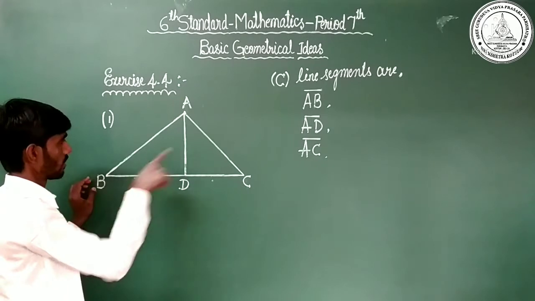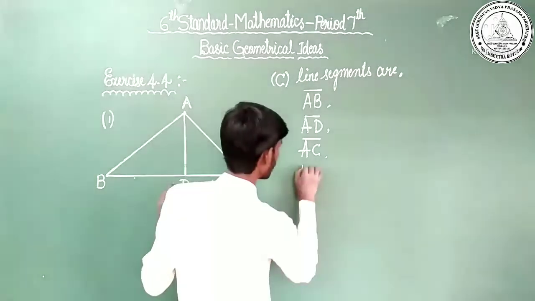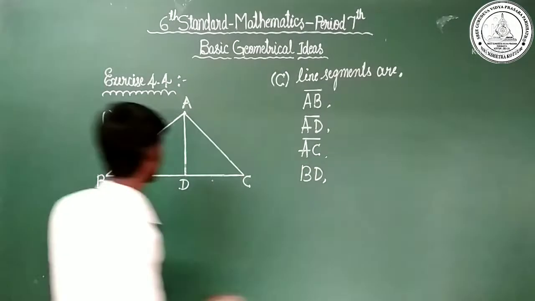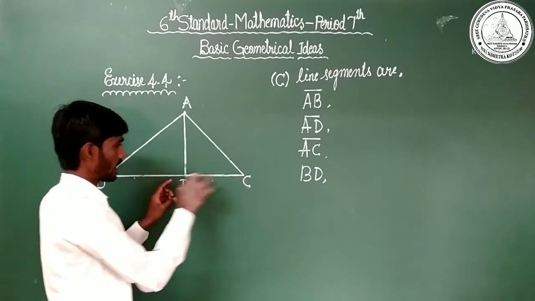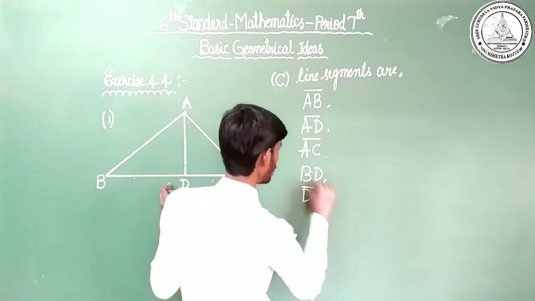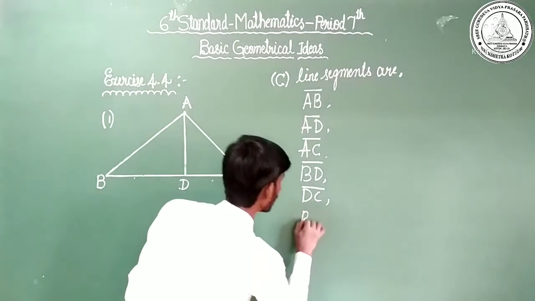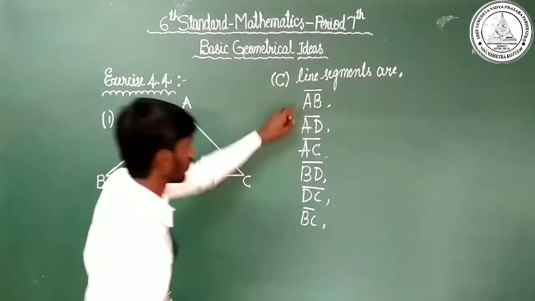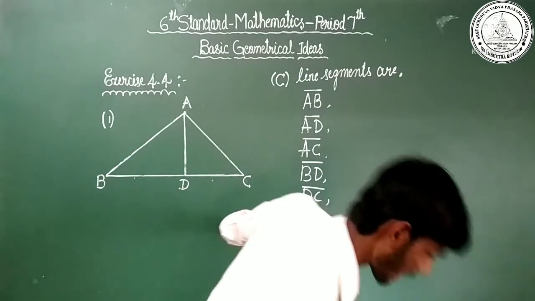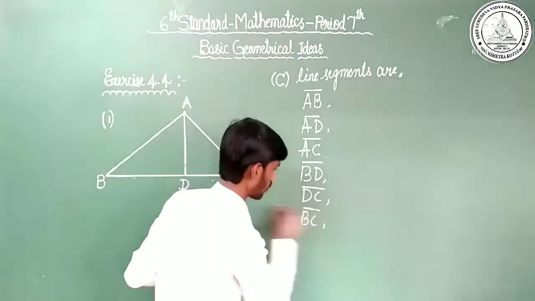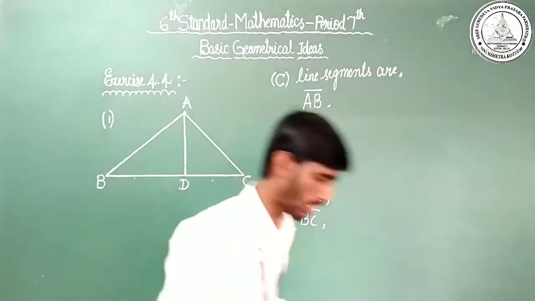Next, BD. Next, DC. And then you may consider BC. 1, 2, 3, 4, 5, 6. How many have they said? Yes, 6 line segments. It is clear. Okay, dear children, this is the solution of sub question C. Let us find the last one.